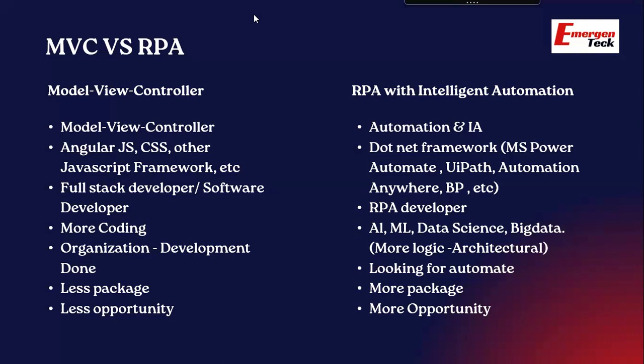So a lot of people are not aware of this RPA or intelligent automation concept. So they will go for maybe any scripting language, maybe Java, .NET, Python, for example. Or maybe they will go for some front end technology, or some back end technologies. So in this field, if you want to get a job, you should be a full stack developer. Means you should know front end, back end, design, each and everything. So it is called a full stack developer.